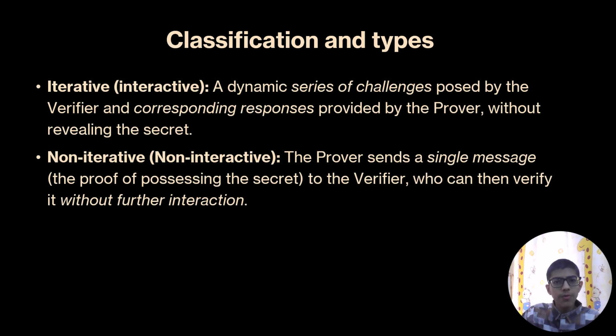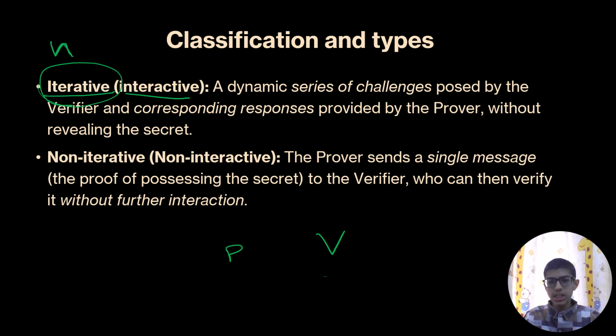Now we have two types of these zero knowledge proofs. First is the iterative or the interactive. In the interactive ones, as we saw here, first I show two balls, then I ask for the response, then I again show them, then I again ask for the response. So that's an interactive or an iterative one. I have many iterations, and it is interactive, because each time I ask for a response from him.